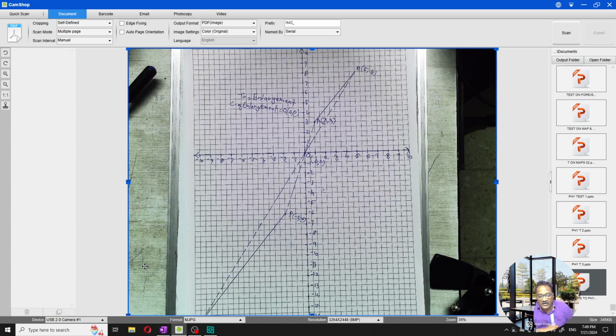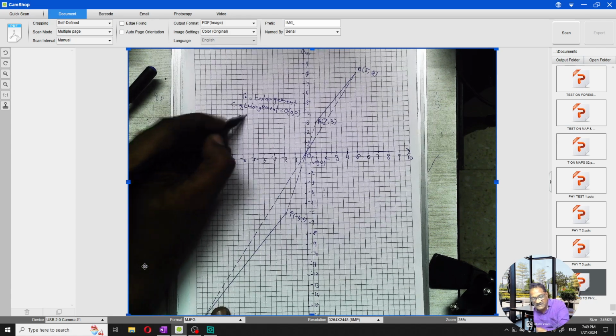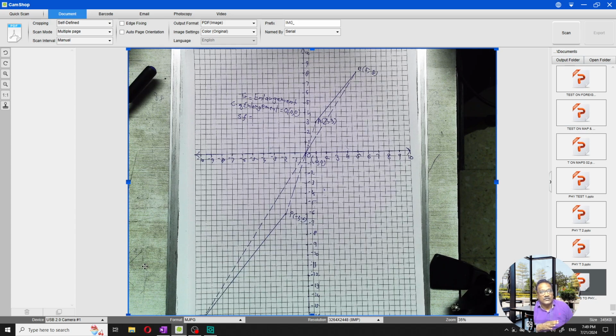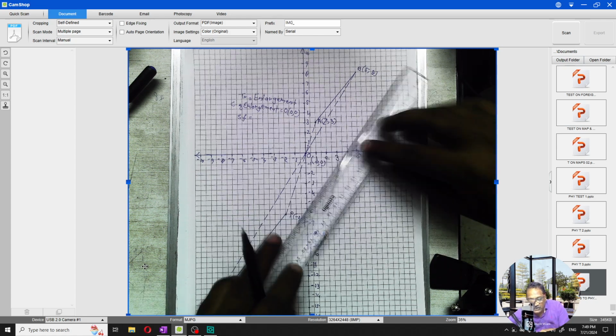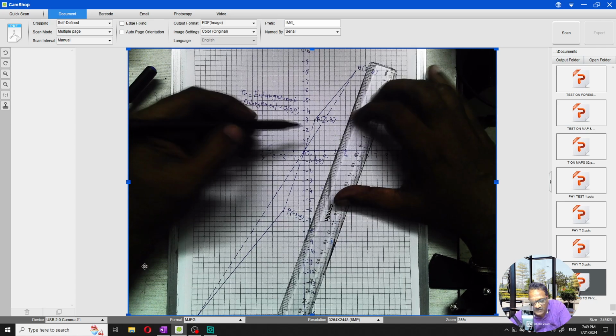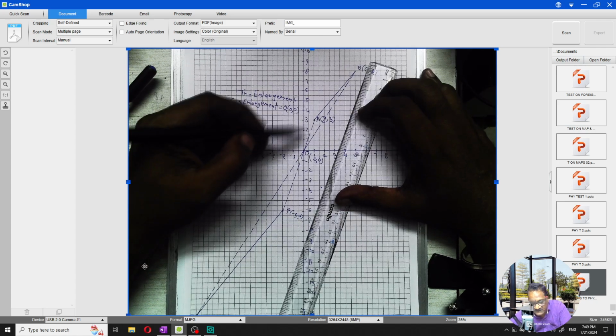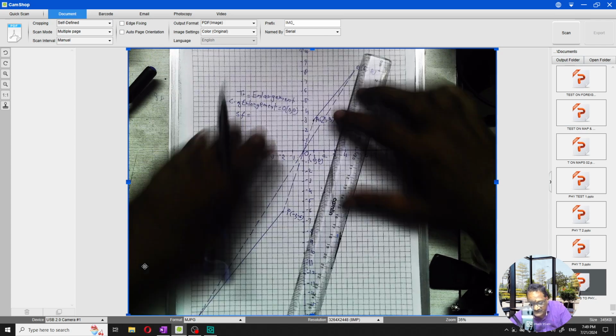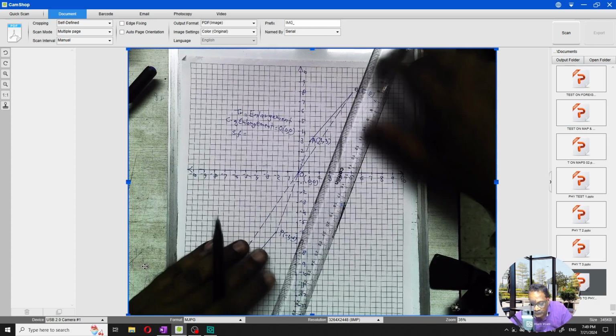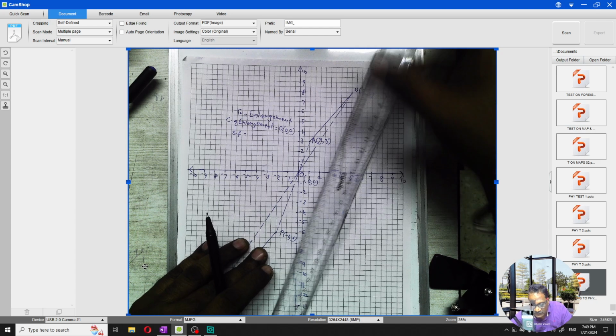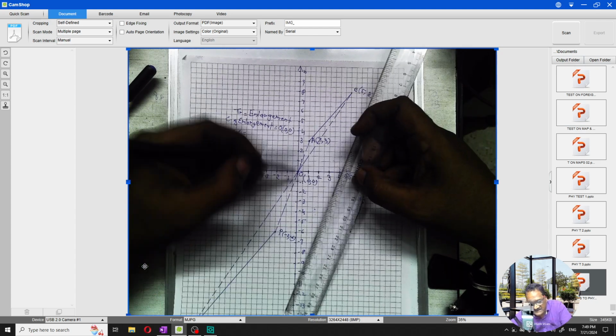Now, the third thing that I want to know is the scale factor. What is the scale factor? To find out the scale factor, you have to join the corresponding points of the object and the image with the center of enlargement. So, if I join O to A and O to P, I'll get two lines, OA and OP.